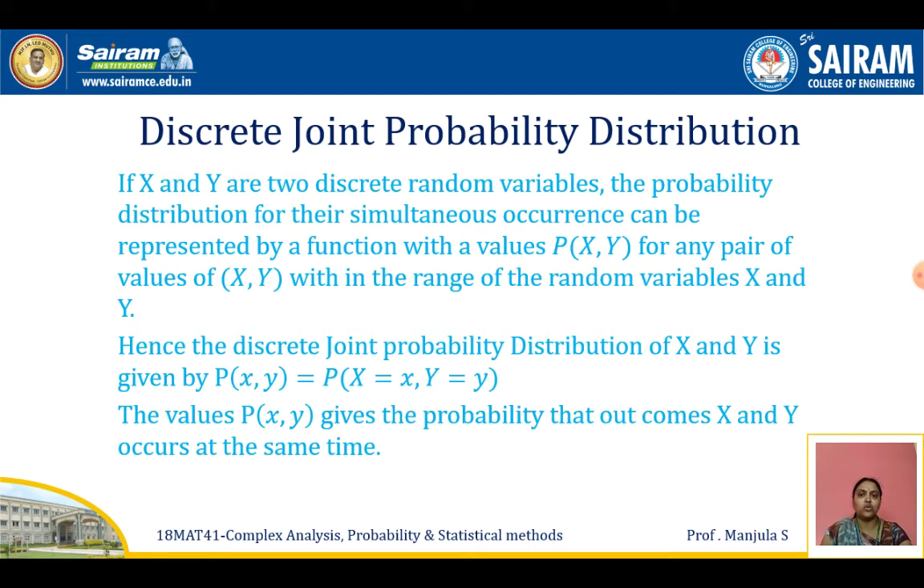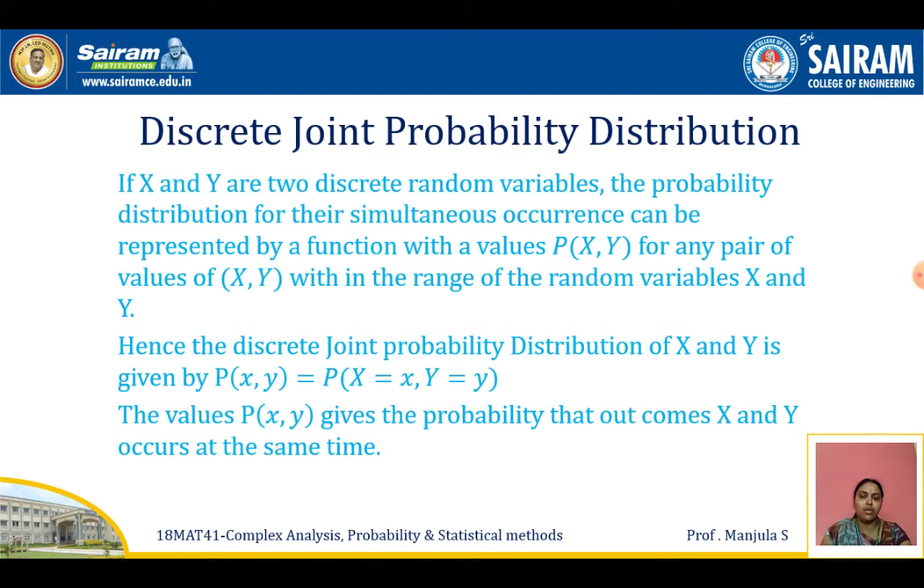See that here two random variables are there, that is x and y. For that, how we can write the discrete joint probability distribution means we are going to denote that as P of x comma y. This is what discrete joint probability distribution. Just how we are going to denote it means P of x comma y. Hence, the discrete joint probability distribution of x and y is given by P of x comma y, that can be written as P of X equals x and capital Y equals y.